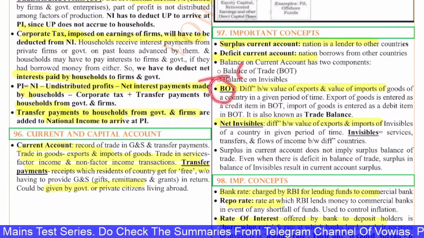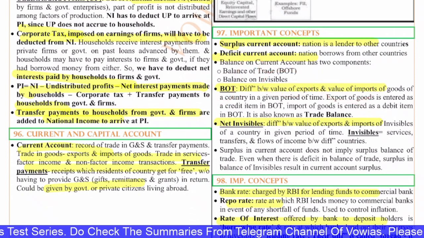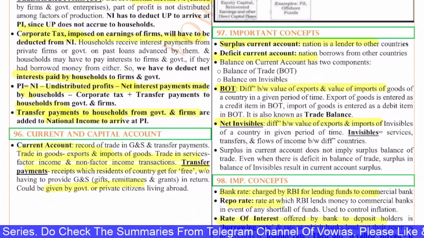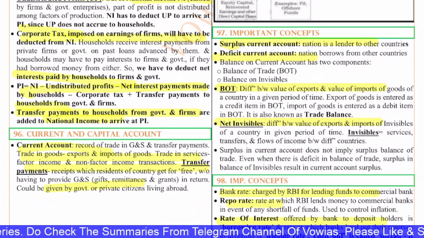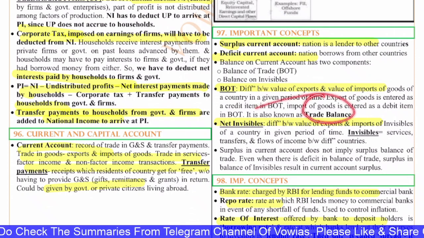Balance of trade means the difference between the value of export and value of import of goods in a given period of time. That is called the balance of trade. Export of goods is entered as a credit, whereas import of goods is a debit. So like this we can know the trade balance.